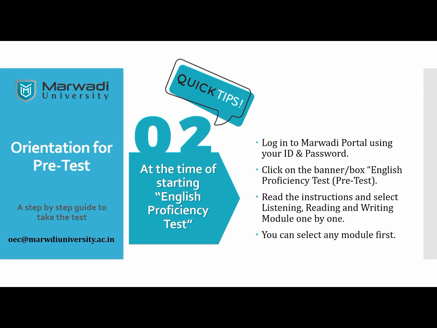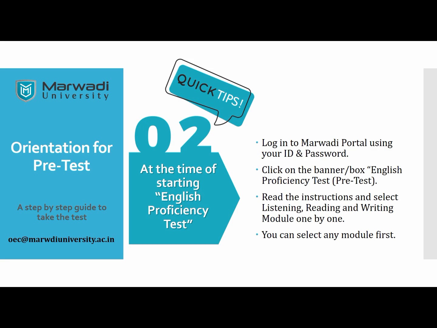you will find written English proficiency test in brackets, pre-test. Exactly below that there will be a button, click here. You can click on that button and you will be redirected to the exam page. When you reach there, you need to read the instructions, understand them, and you need to tick one checkbox at the end of the instructions and submit.